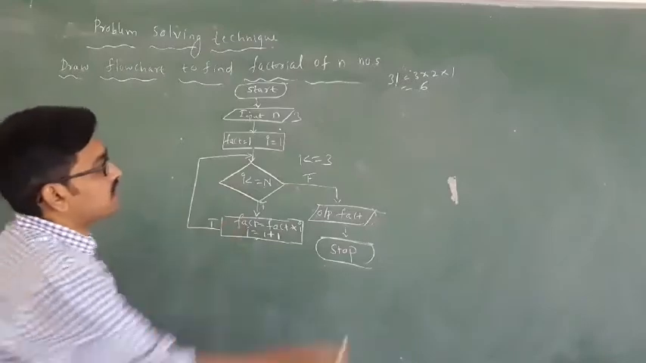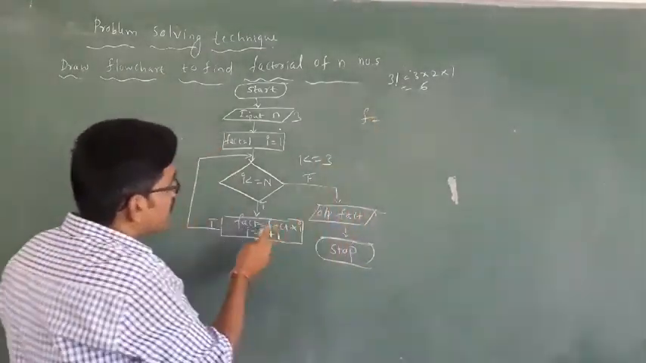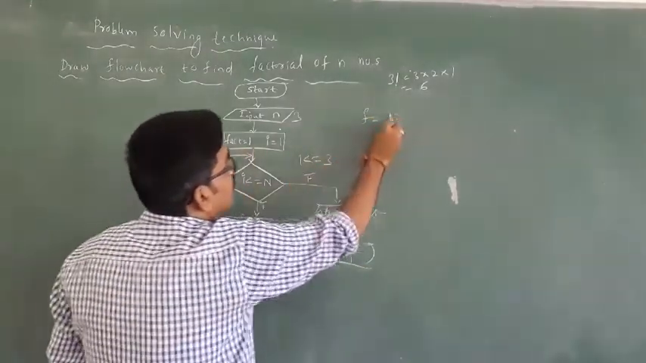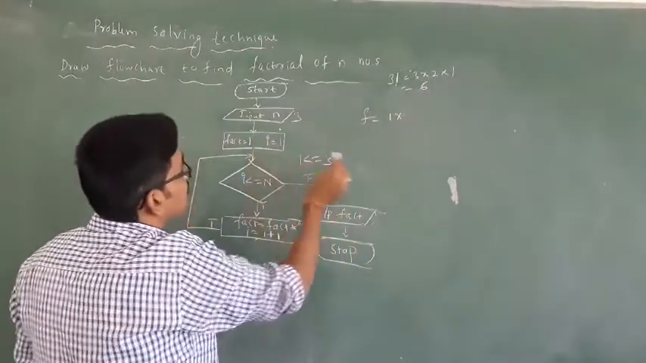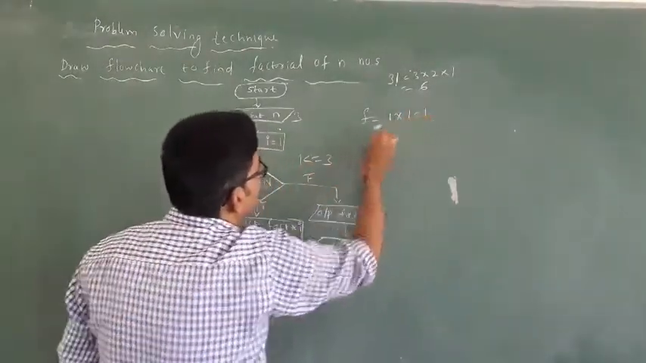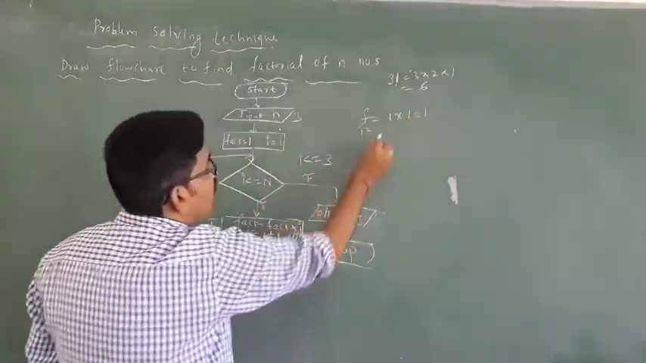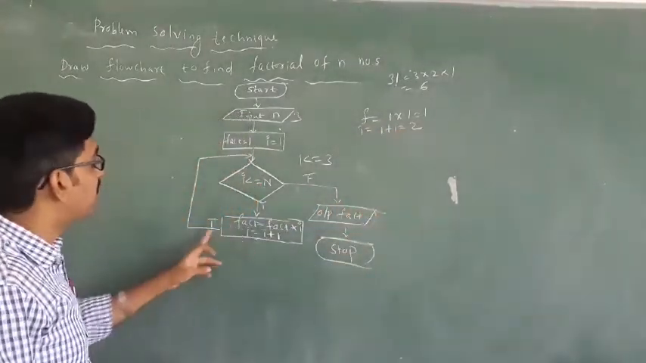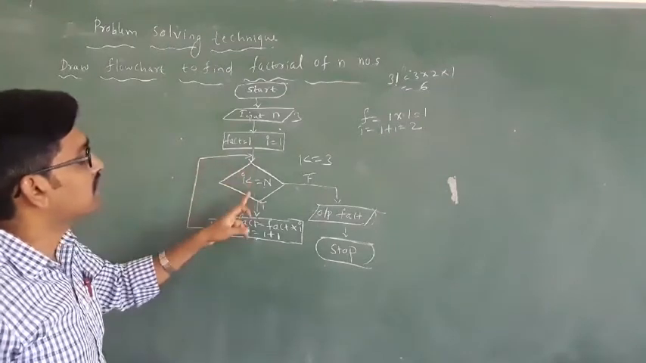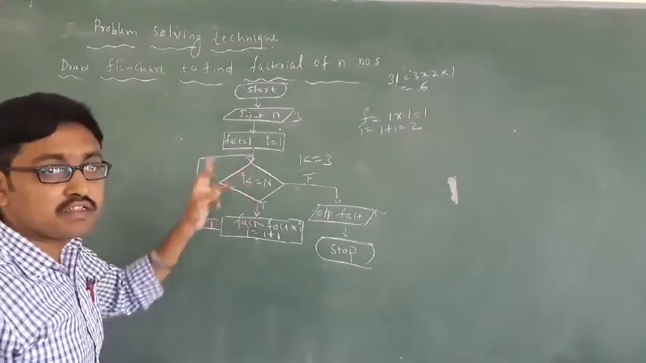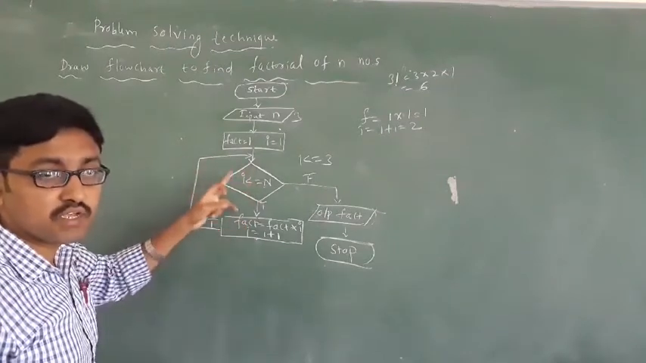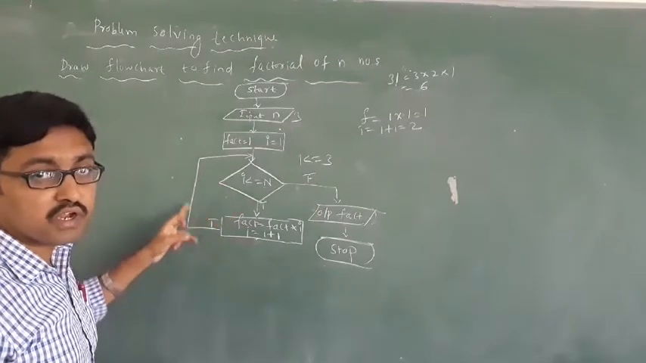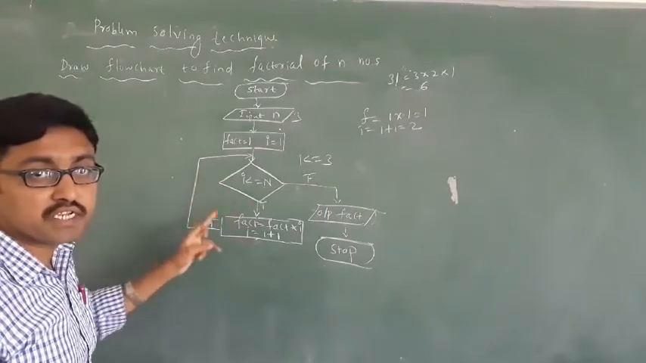Then fact equal to fact, fact means 1, into I, which is 1. So 1. And I equal to 1 plus 1, which is 2. This is complete. Then it is true, so it comes here again; until 3 times it will come, because it is a while loop. A while loop means a repetition loop.